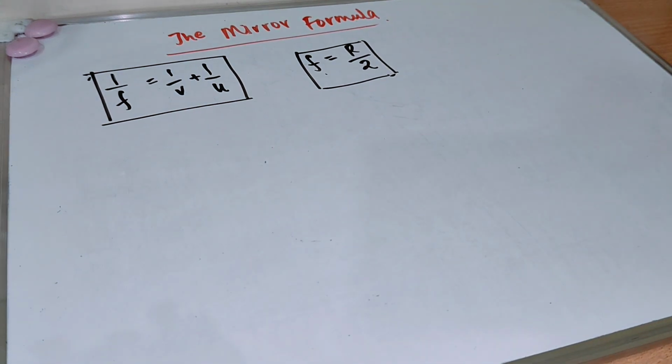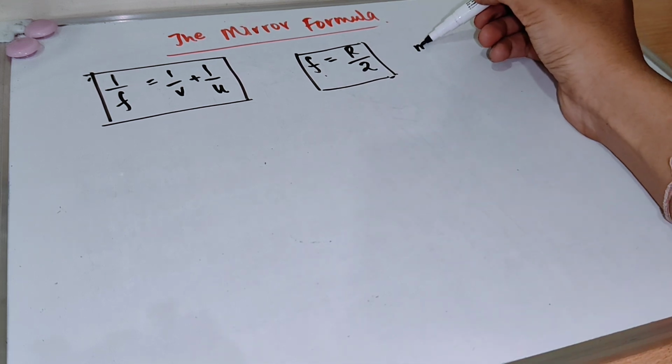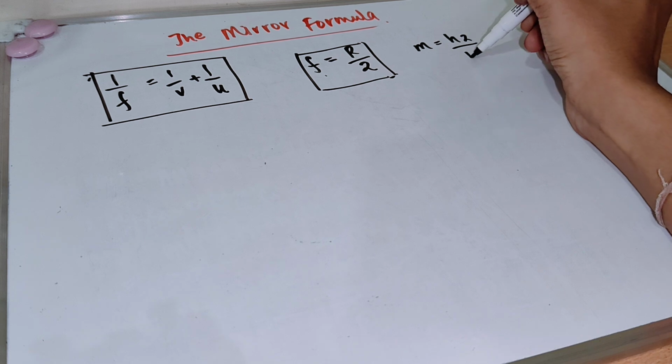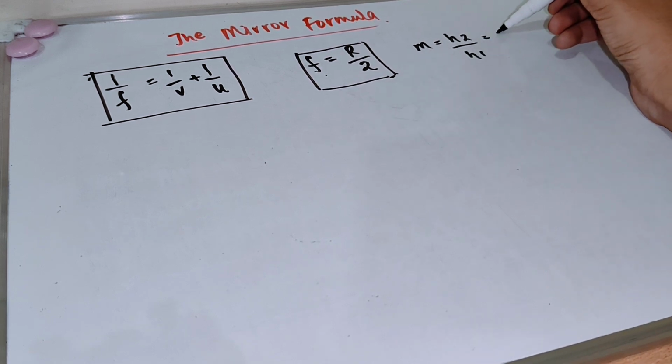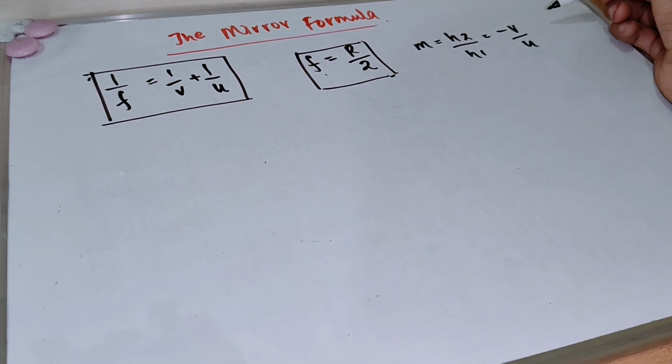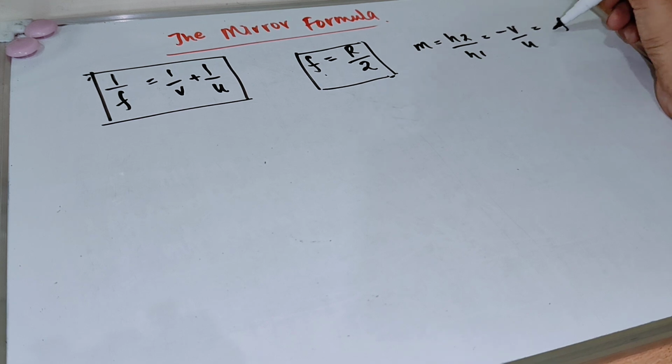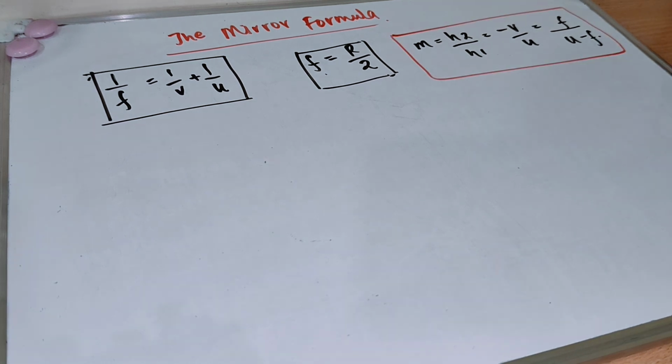radius of curvature. Another formula that we must get familiar with is that m is h2 by h1, which is equal to minus v by u, which is equal to f upon u minus f. What is this? So let us understand what this is.